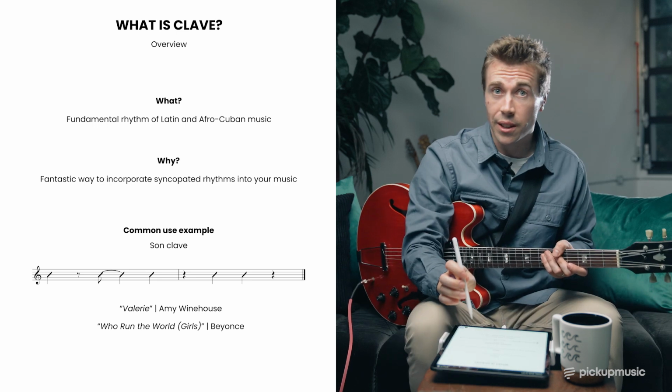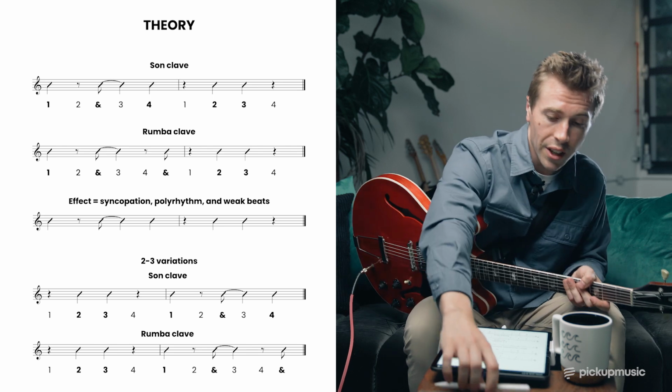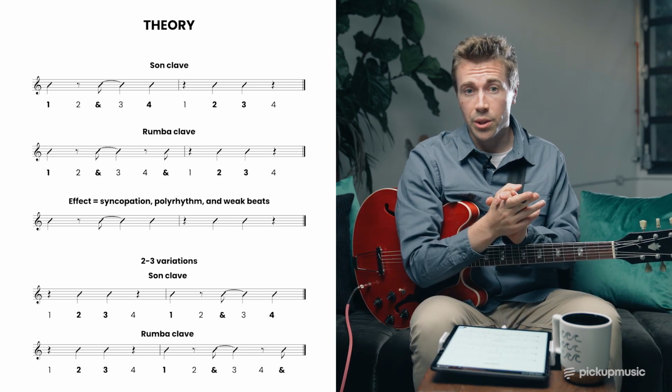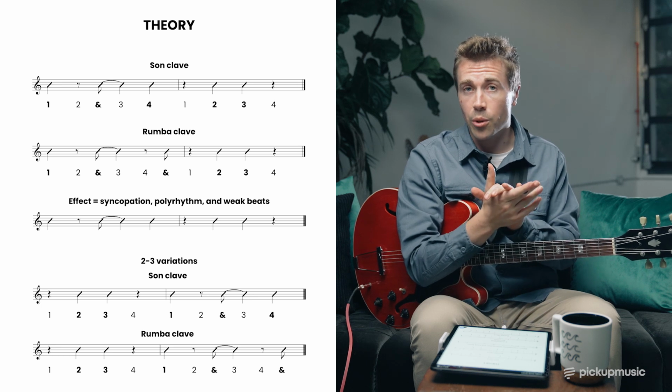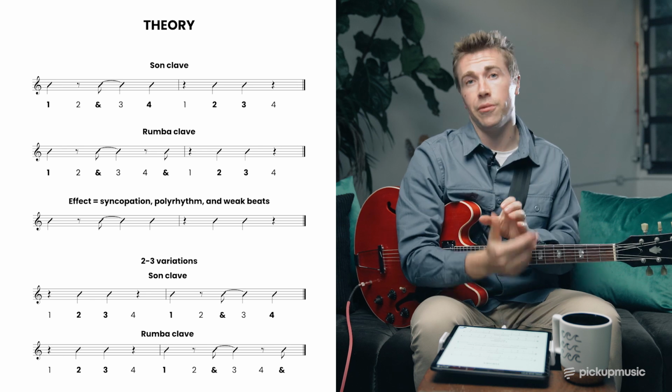So let's have a look at the theory of where this comes from and the different types of claves that exist. So first you have the son clave, which I just did. Let's listen to it one more time. 1, 2, and 3, 4, 1, 2, 3, 4, 1, 2, and 3, 4, 1, 2, 3, 4.